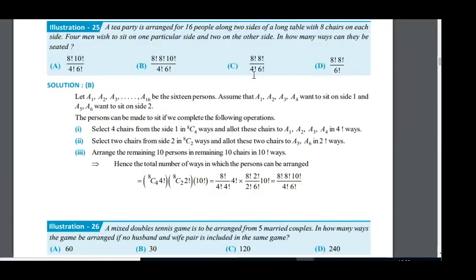Okay, so in question number 24, we have a tea party, right? We have a tea party, 16 people are there, right? And two sides, long sides of a table with 8 chairs on each side. So this is a table. So people are here like this and this, okay, right? So 8 chairs, four of them wish to sit on one particular side. So four of them will sit on this side only. Suppose four of them will sit on this side only.